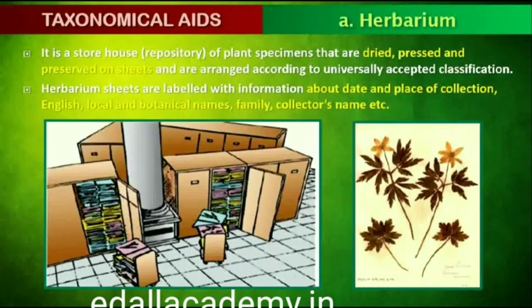1.4.1 Herbarium. Herbarium is a storehouse of collected plant specimens that are dried, pressed and preserved on sheets. Further, these sheets are arranged according to a universally accepted system of classification. These specimens, along with their descriptions on herbarium sheets, become a storehouse or repository for future use. The herbarium sheets also carry a label providing information about date and place of collection, English, local and botanical names, family, collector's name, etc. Herbaria also serve as quick referral systems in taxonomical studies.